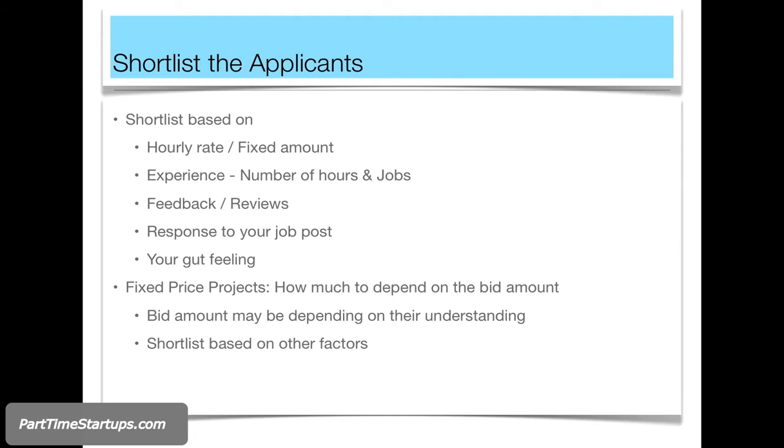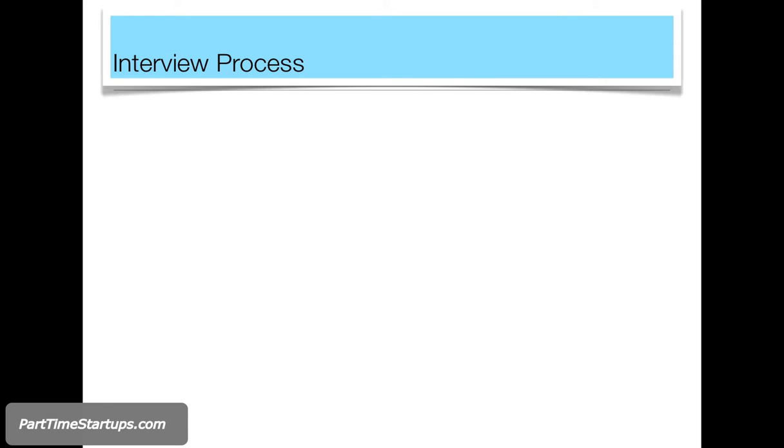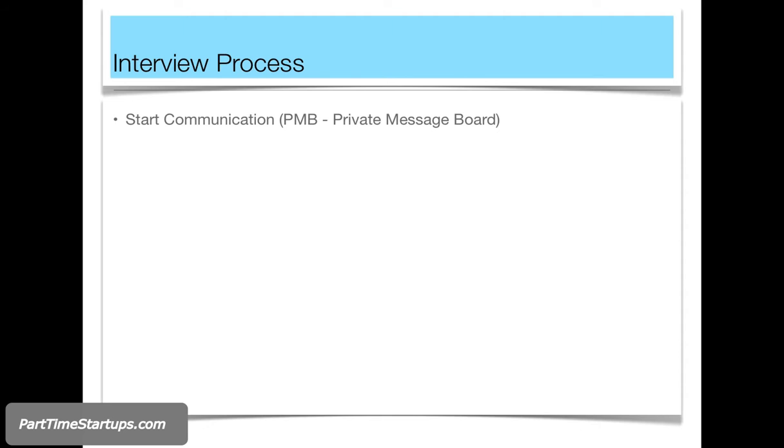So, what you need to remember is in fixed price projects, don't just go based on how much they bid for your project. Try to shortlist based on other factors. Once you shortlist, let's say 4 or 5 people, take them to the next step, which is the interviewing process. But the way the interviewing process works is something called a private message board.